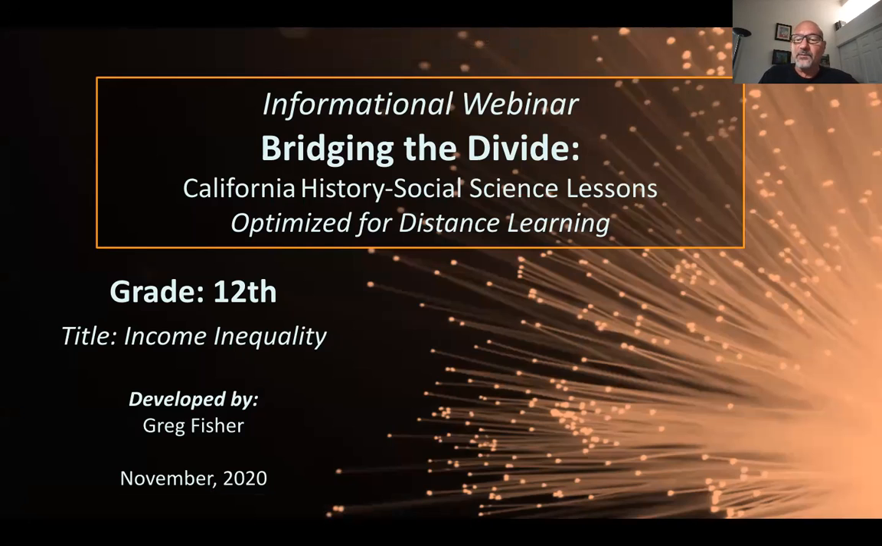Bridging the Divide, California History Social Science lesson optimized for distance learning. This lesson will be covering the topic of income inequality. It is primarily designed for a 12th grade economics course, although the content is varied, which makes the lesson applicable to other courses, such as U.S. government and U.S. history as well.